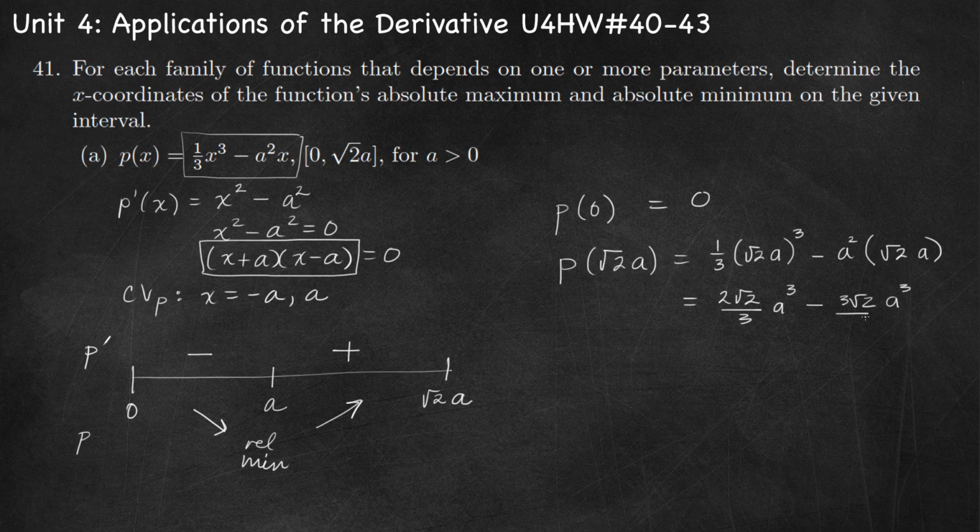If we get a common denominator here, 2 root 2 minus 3 root 2 is negative 1 root 2. So negative root 2 over 3 a cubed. And since a is positive, I know negative root 2 over 3 times a cubed is negative. And a negative value is going to be smaller than 0. So this is going to be lower than P of 0. So now P of 0 I know is my absolute max. So we have an absolute min at x equals a, and we have an absolute max at x equals 0.